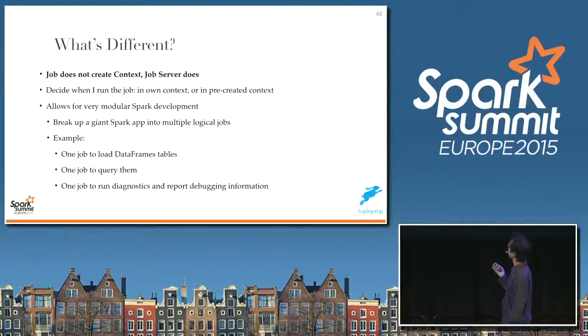And the other thing that I will point out is that in the Spark Job Server, the concept of a job is separated from the concept of the Spark context itself. So you can run multiple jobs on a single context. And something that this allows you to do is to break up and modularize your application. For example, let's say that I'm working with Spark data frames. I can have one job that loads and sets up or updates data frame tables, one that allows you to query it, and another one that allows you to run diagnostics and debugging support. So this allows you to do modular development, which I think makes each job smaller and easier to test.